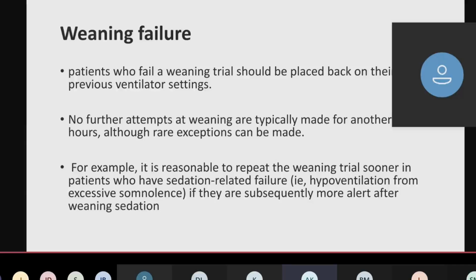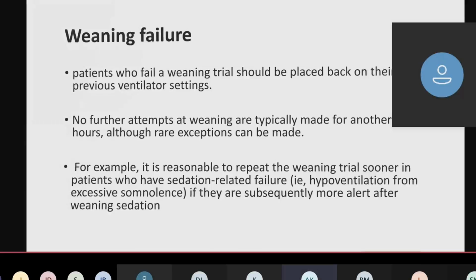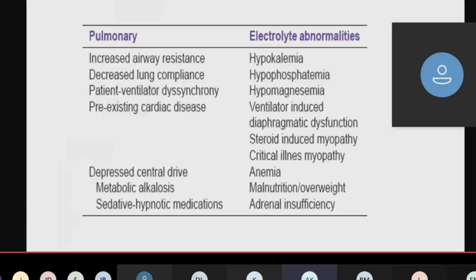Sometimes when you try to wean a patient, he might be on sedation and might not be fully out, so he might not trigger the ventilator. It doesn't mean that you cannot wean him again. You can switch him back to control on the ventilator, give some time, and the same day in another 2 or 3 hours you can try to wean these patients again. So these are some of the causes for failed weaning or weaning failure.